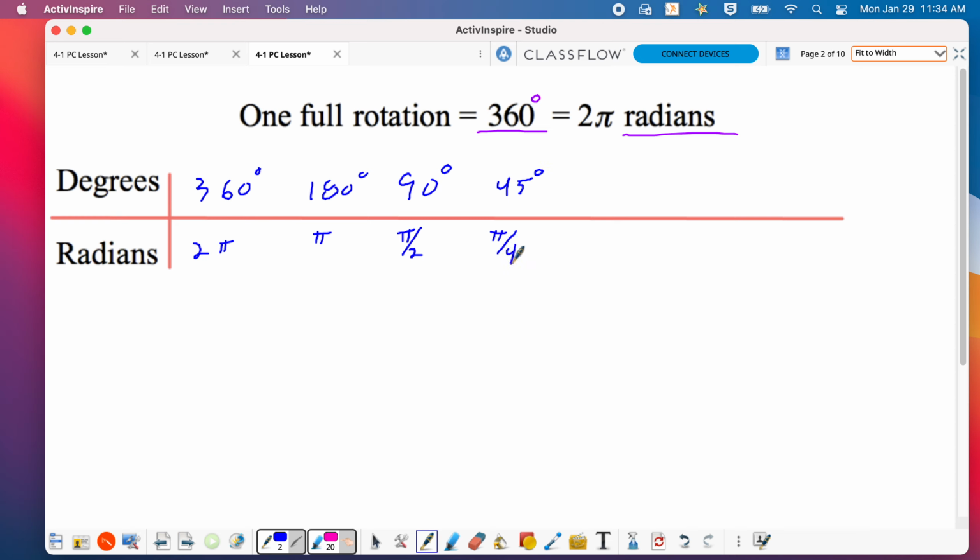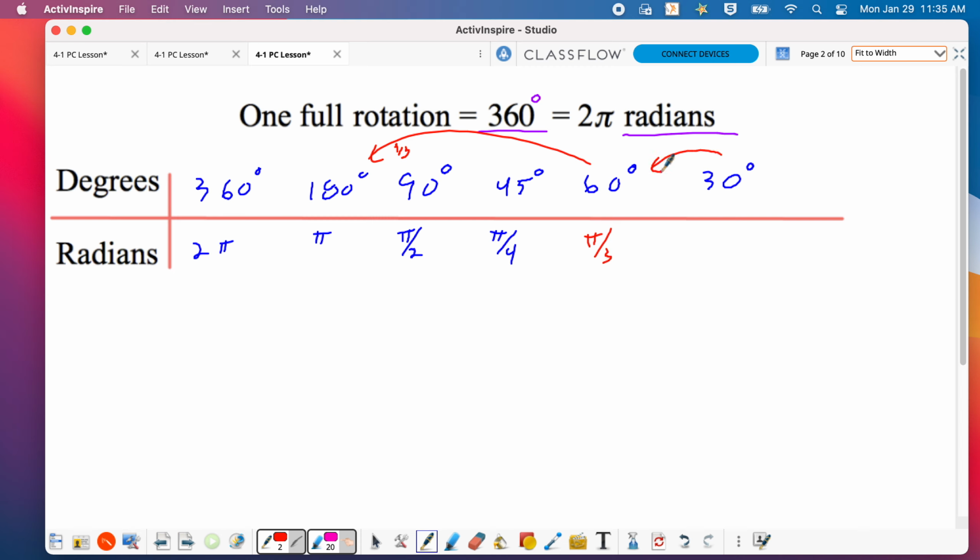So 360 is 2 pi. 360 degrees is the measurement of 2 pi radians. 180 degrees is going to be 1 pi radians, or just pi. 90 degrees is half a pi, which is pi over 2. 45 is pi over 4. All right, we also have 60 degrees and 30 degrees. All right. 60 degrees we can say is a third of 180, so 60 degrees is going to be pi over 3.